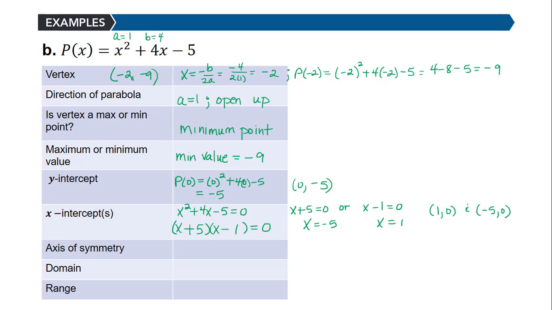The axis of symmetry is again the vertical line through the vertex, which is x equals the x value of the vertex, which is negative 2. The domain of any quadratic is all real numbers, negative infinity to infinity. Then the range, think about this, our vertex is our lowest point and the graph opens up from there. So we have this minimum value of negative 9, but the graph extends upward to infinity. So bracket negative 9 to infinity.